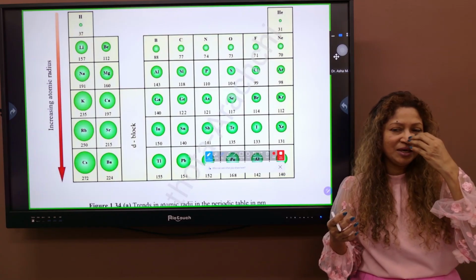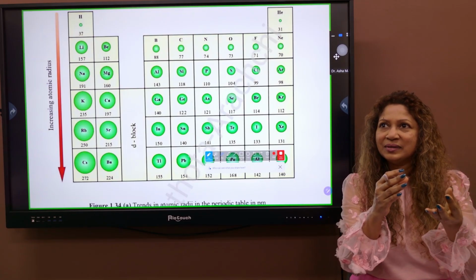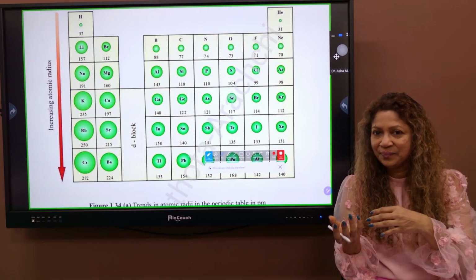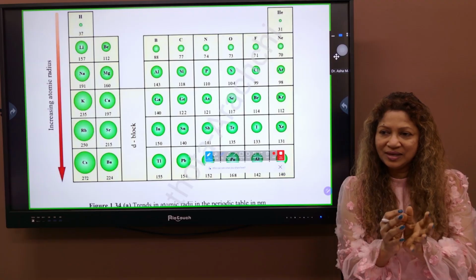Maybe parents are sometimes favoring the daughter, sometimes favoring the son. A little difference is there. Why is that?